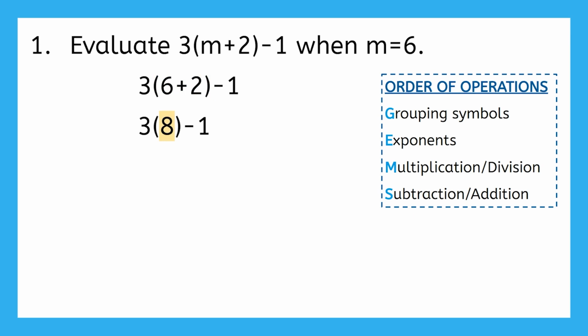Next, there are no exponents for us to evaluate, so we move on to multiplication and division. Here we have 3 times 8, which gives us 24. Now our expression is 24 minus 1. The only operation left is the subtraction here, 24 minus 1, which leaves us with 23. This problem didn't have any real-world context, so it has no units. This means our final answer is just the number 23.